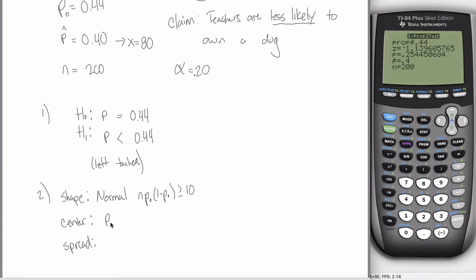The center is always given by p naught. In this case, p naught was 0.44. And the spread is the square root of p naught times 1 minus p naught divided by n. So in this case, it's the square root of 0.44 times 0.56, that's 1 minus 0.44, divided by 200, which is what n was.